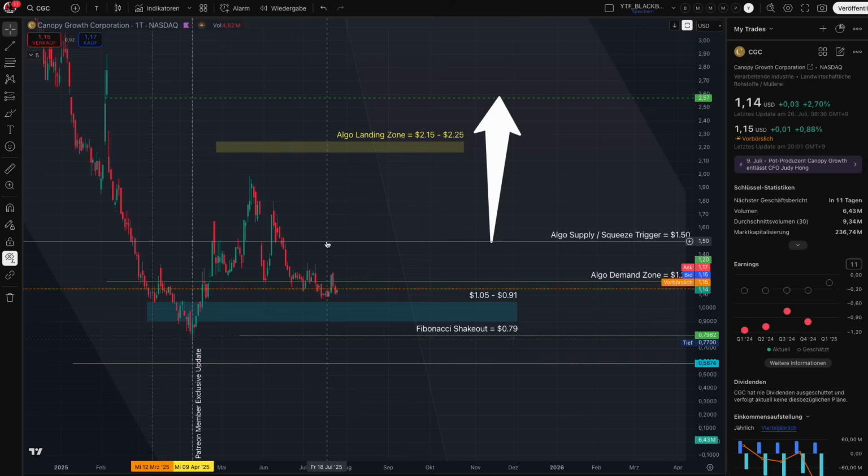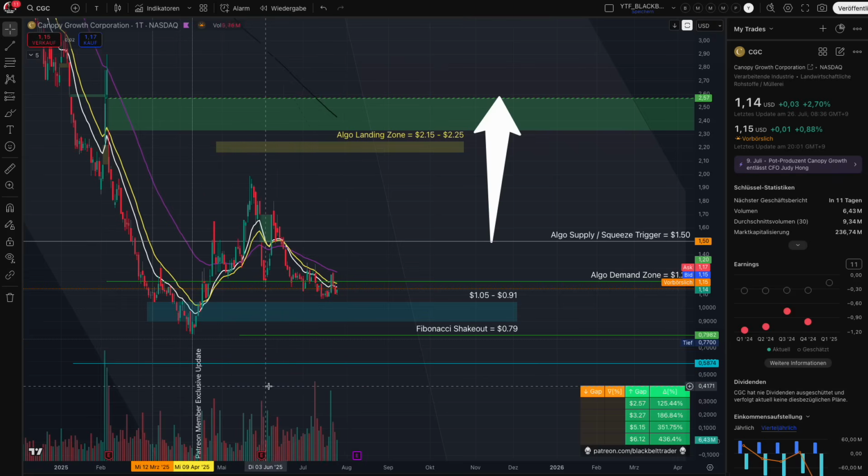Of course, we can break this resistance. Of course, we can squeeze here to $2.25, which is still my landing zone. $2.57 is an open gap and so on. We can squeeze much higher. Just keep that in mind. If we want to break this price level, we need a lot of volume. When we see the volume chart right now, this is not enough, guys. We need a really big volume spike to break here the bears and the bearish market makers.